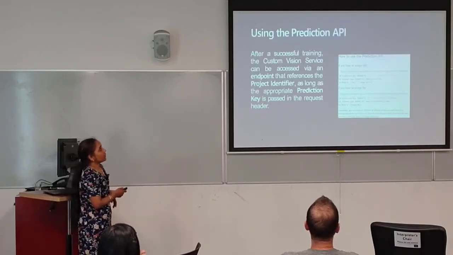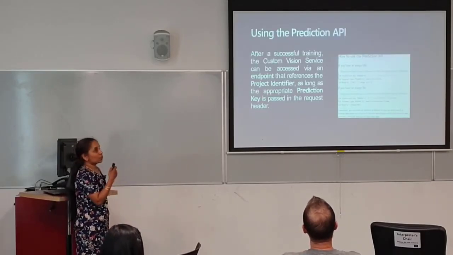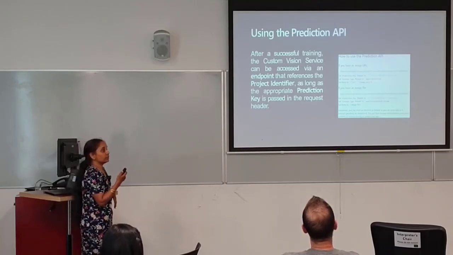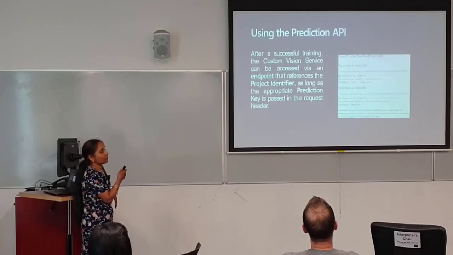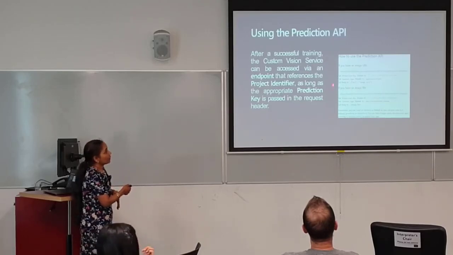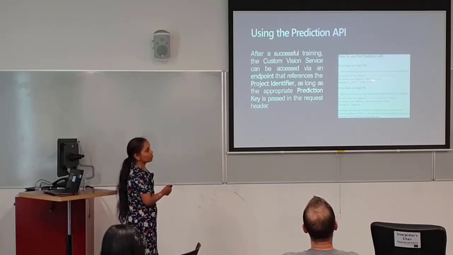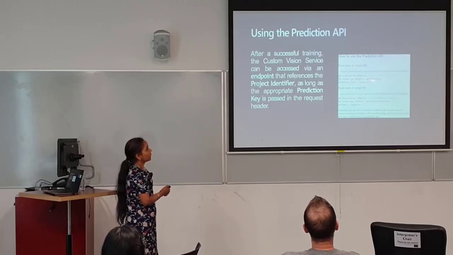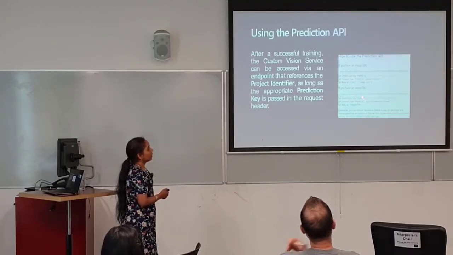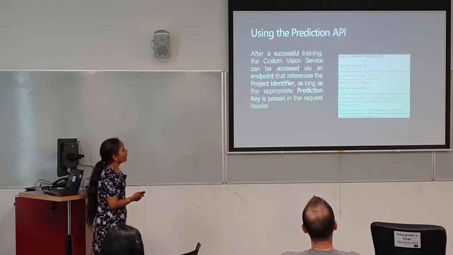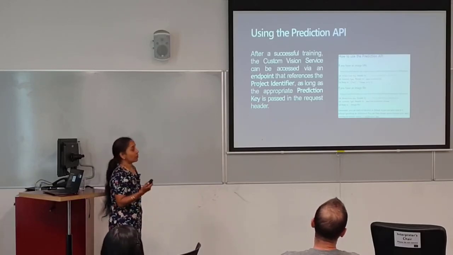And using the prediction API, once you create the trained model, you can publish it, and once you publish, it creates a prediction API. So it has a key and what the content type is. Usually it's a JSON file, and then the URL, the endpoint. So you can use these in your application.